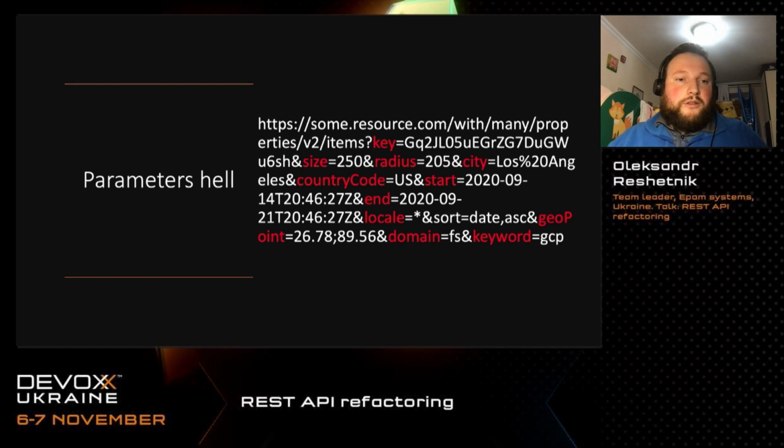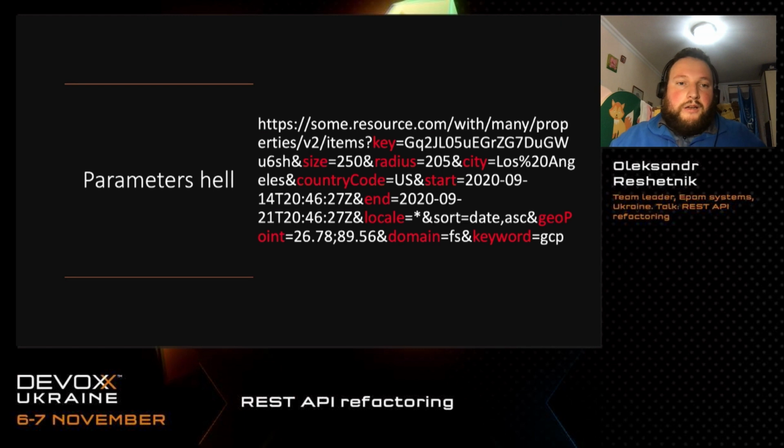Maybe my favorite issue is parameters hell. It's when you have really valuable assets, resources that have many options for requesting, and you're trying to move all this complexity behind the question mark. And from some sources you can even find advice to move all complexity from the URL path to parameters, to the question mark. But when you have a big number of parameters, it really can be an issue and decrease the speed of adoption of your API.